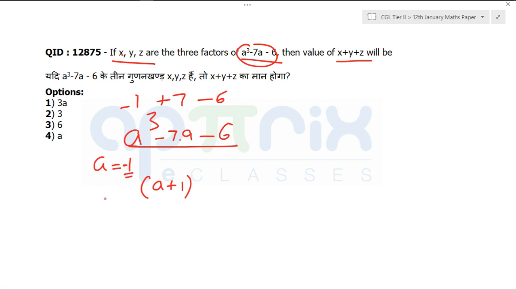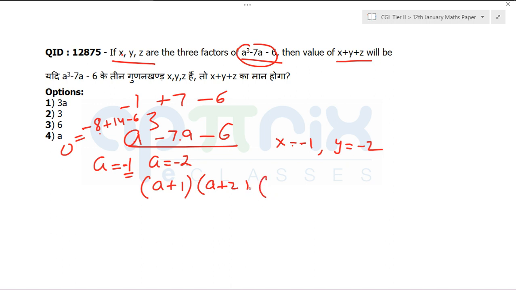Now let's think about other value. I will say let's put a is equal to minus 2 then. Put a is equal to minus 2, you are going to get minus 8 plus 14 minus 6. Look, it is again becoming 0. So you got another factor a plus 2. Essentially, you have got two factors, x is equal to minus 1, and then you are getting y is equal to minus 2 also. Then the third factor, if you want to obtain, you can directly get from this factorization.